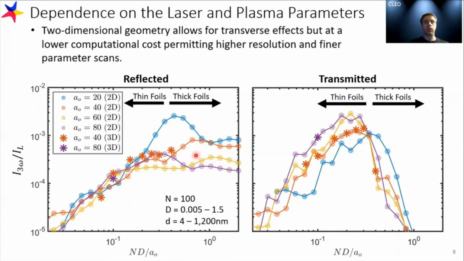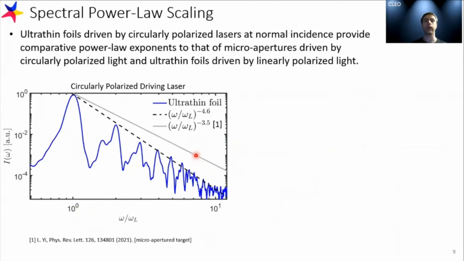So now that we've done this parameter scan, we'd like to compare the more efficient regimes with the other known geometries. And so here I plot the spectral intensity as a function of the frequency for one of the more efficient cases that we just considered. And we see here that the emitted spectrum follows a minus 4.6 power law, which is to be compared to the minus 3.5 spectral power law that was observed for a preformed microaperture target.